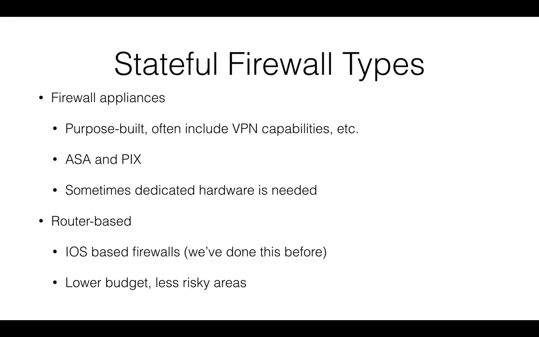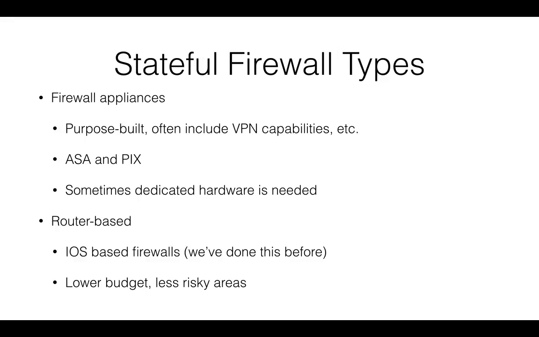For example, your firewall appliances will more than likely sit on the edge of your network, whereas your router-based firewalls might be in a little bit less traffic or a little bit less priority areas. We're just going to do some simple rules, maybe blocking a couple VLANs from talking to each other or different subnets that we don't want to have actually communicating back and forth.